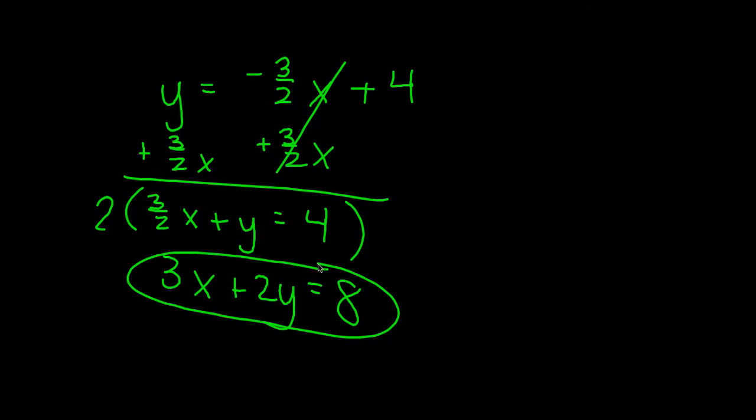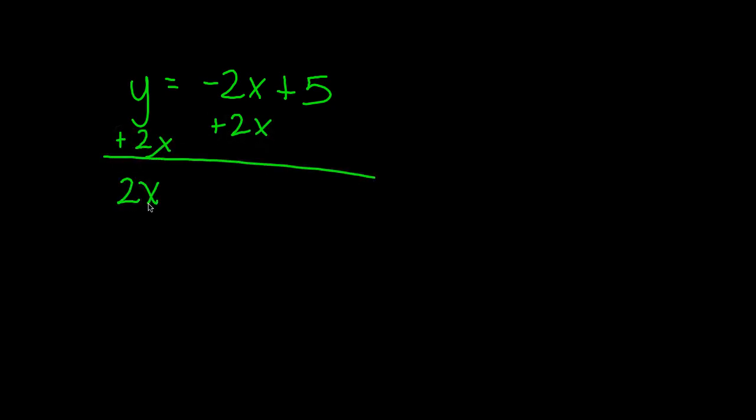Cool. So I'm going to give you a couple questions to try right now and see what you come up with. Let's start with this guy. Y equals negative 2x plus 5. Let's write that in standard form. Cool, so to write this in standard form, we need x and y on the same side. I'm going to add 2x to both sides. And I'm going to get 2x plus y equals 5.